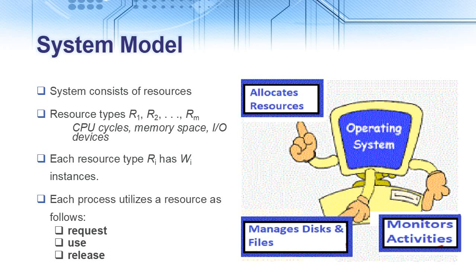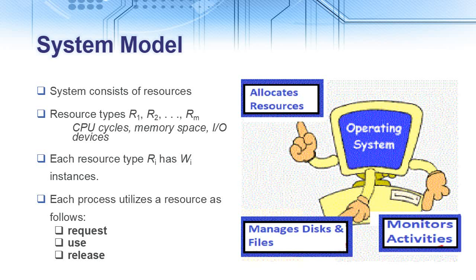System model. For the purpose of deadlock discussion, a system can be modeled as a collection of limited resources that can be divided into different categories and allocated to a variety of processes, each with different requirements. The resources are memory, printer, CPU, open file, etc. They are denoted as R1, R2, likewise. Each resource type R1 has W1 instances.